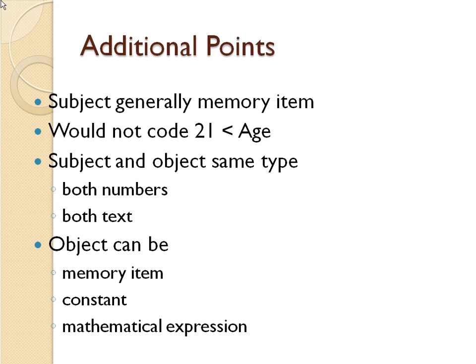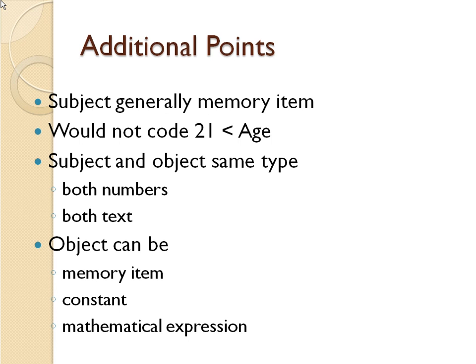We left off in the last video with some additional points that we made, namely that the subject is generally a memory item, and this would include items in a form. You would not code 21 less than age. Instead, you would code age greater than or equal to 21 so that the subject is age. The subject and the object should be the same type, in other words, both numbers. That's the biggest one.